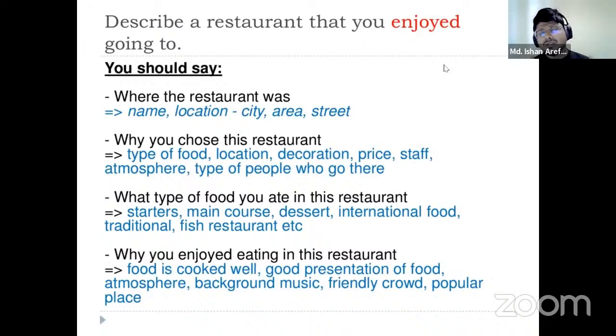So try to use as many sentences as possible in this answer. Why did you choose this restaurant? You can say that I am a food lover, or I am a biryani lover, so I chose this restaurant because it has a hype of making special biryanis all over the Dhaka city from my childhood. So I chose this restaurant, and because of the location as well.